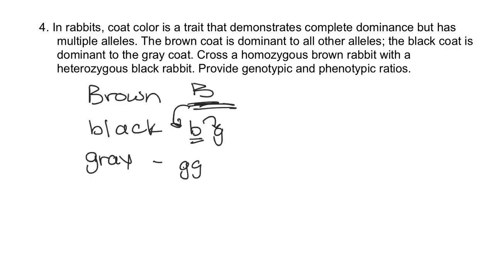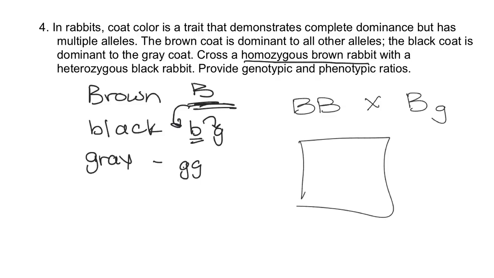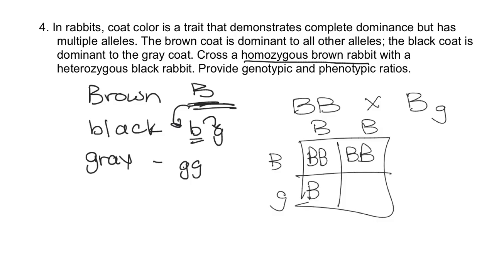All right. So when we look at what we're crossing, we are going to cross a homozygous brown rabbit with a heterozygous black rabbit. So we have the B and the G. So let's take a look at what that looks like. So I've got big B, big B, big B, little g. Okay, so I get brown rabbit. Oh, look, a brown rabbit and a brown rabbit.